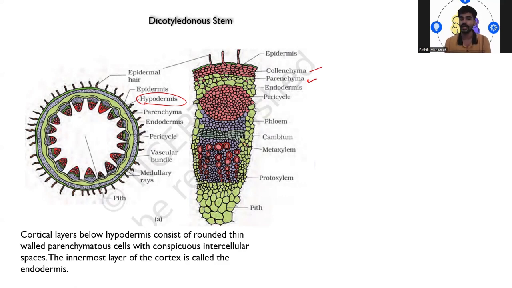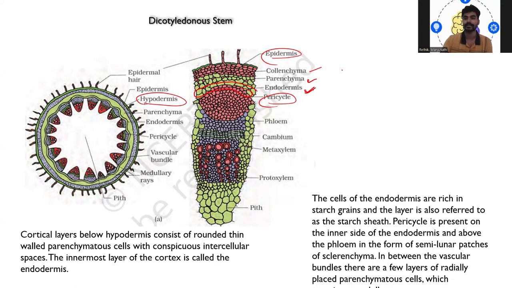The innermost layer of the cortex is called the endodermis. The innermost layer that you can see is called the endodermis. In this way, three zones are present between the epidermis and pericycle. Clear? The first one is the collenchyma, which gives mechanical support. Then parenchyma, with intercellular spaces in between. Then the last one is the endodermis. Clear? Next.